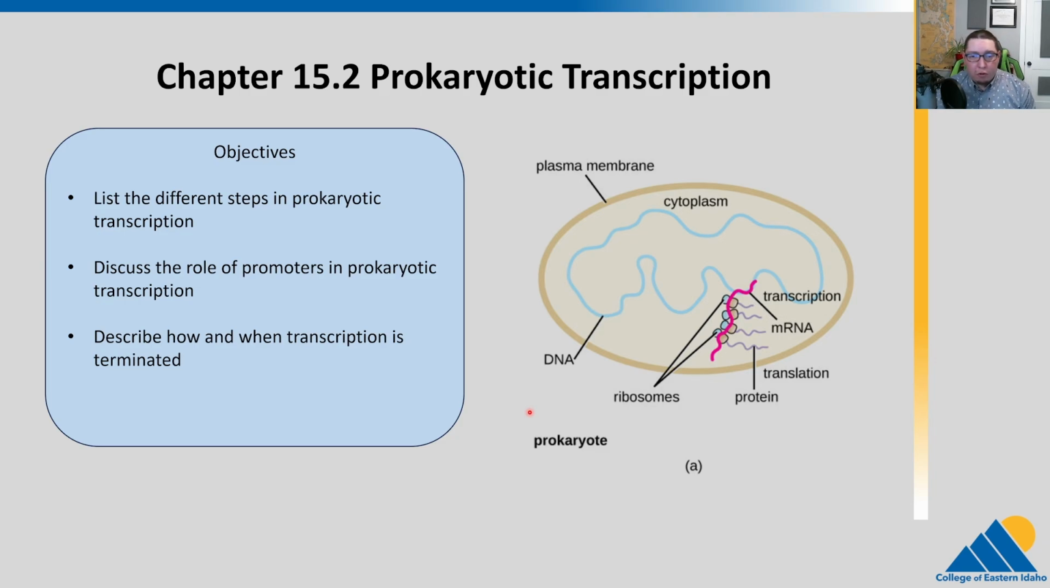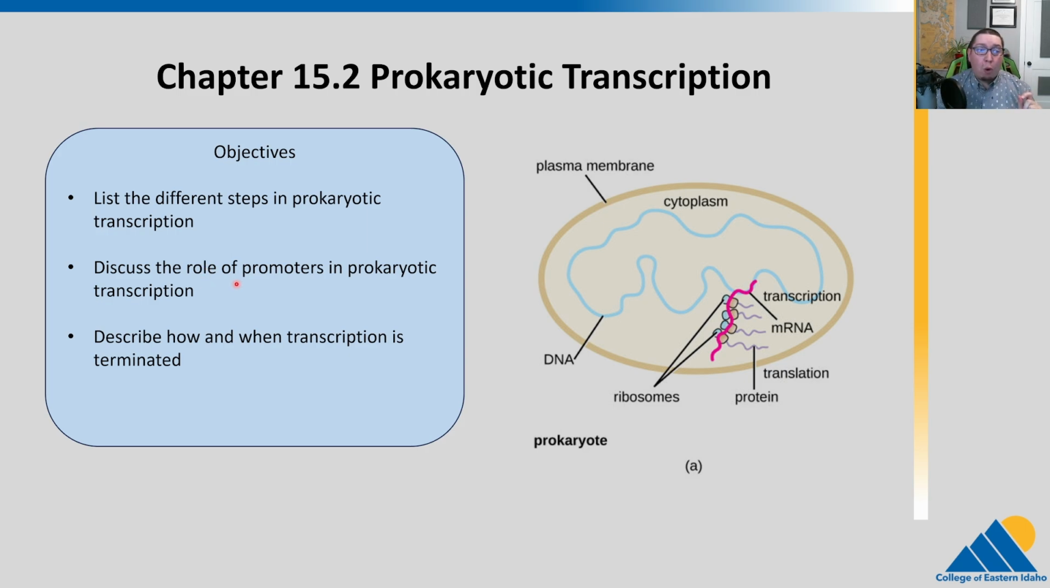In prokaryotes, we have the process of transcription. This is going to occur very similarly, at least from a high level, to how it's going to occur in eukaryotes. There are differences, of course, but we're going to focus on the simpler process first. We're going to talk about the different steps involved in transcription. We're going to talk a little bit about control of transcription.